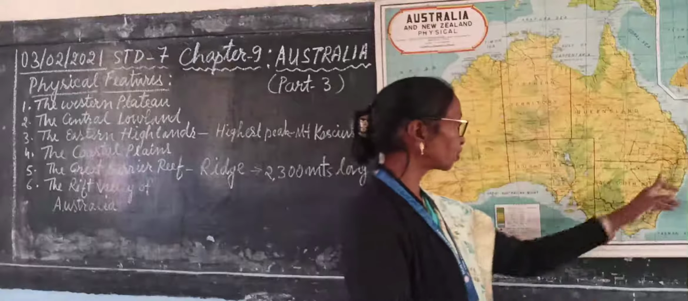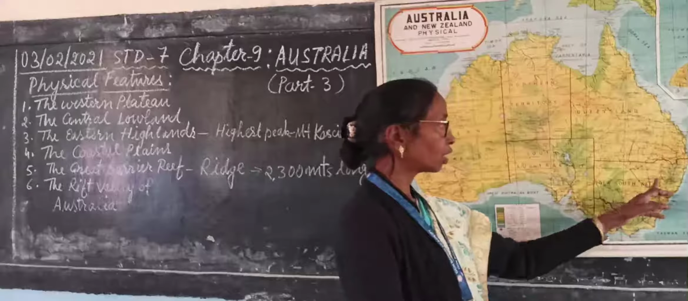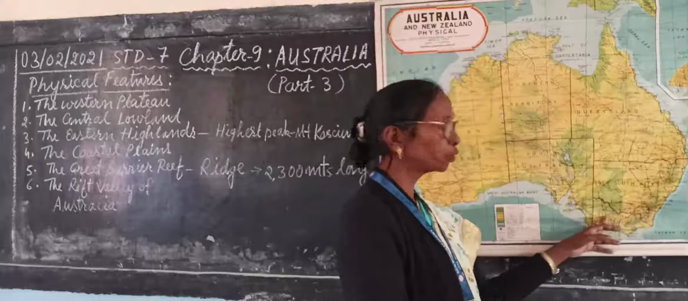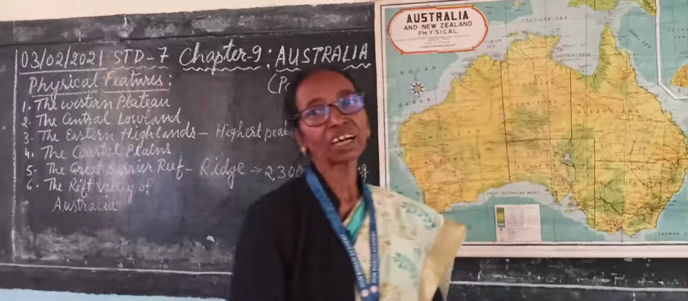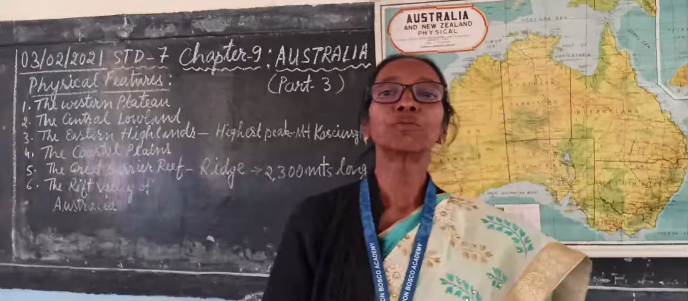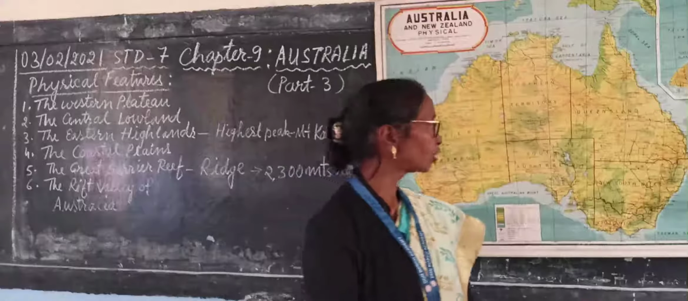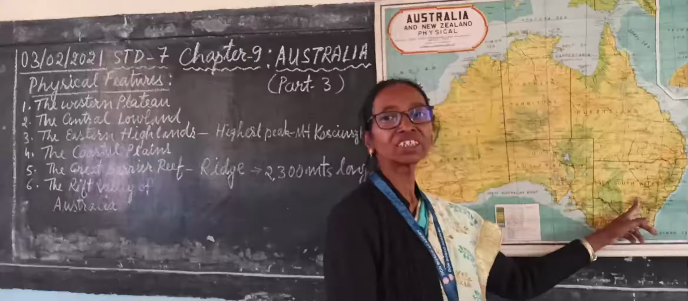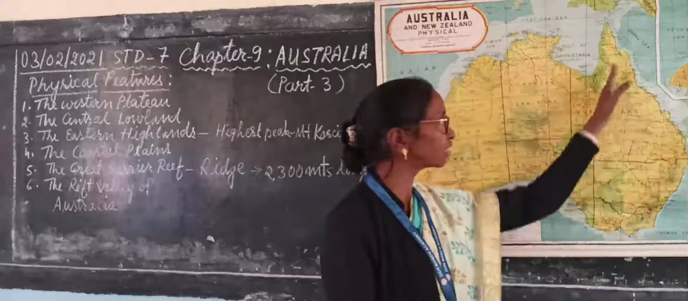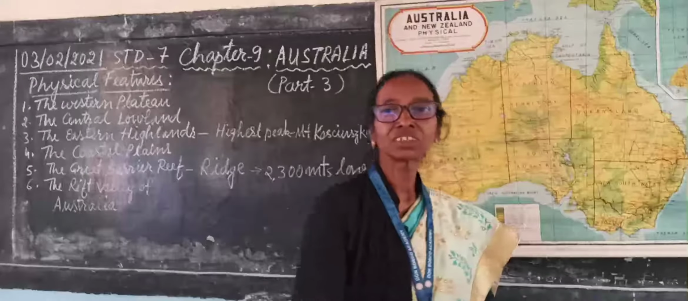There are two mountains in this, Australian Alps and Blue Mountain, and the highest mountain peak is Mount Kosciuszko, which is located on Australian Alps in the southern part of this Great Dividing Range.